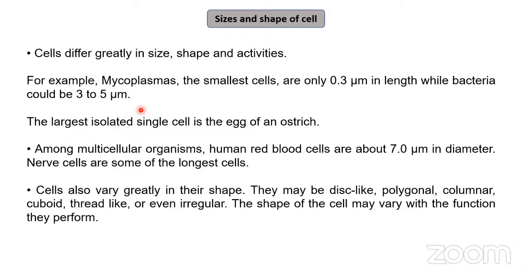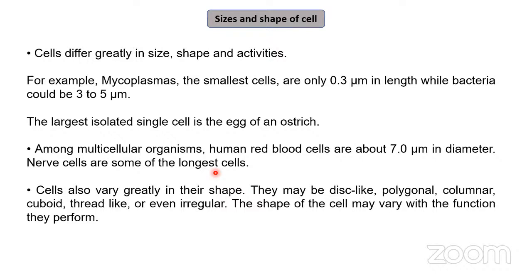So, the largest isolated single cell is the egg of an ostrich. Among multicellular organisms, human red blood cells, human RBCs, are about 7 micron in diameter, and nerve cells are some of the longest cells. The nerve endings sometimes start from our head and may extend up to our toe. So nerve cells are some of the longest cells, and the smallest one is the PPLO, as I mentioned, which is around 0.3 micron in size.